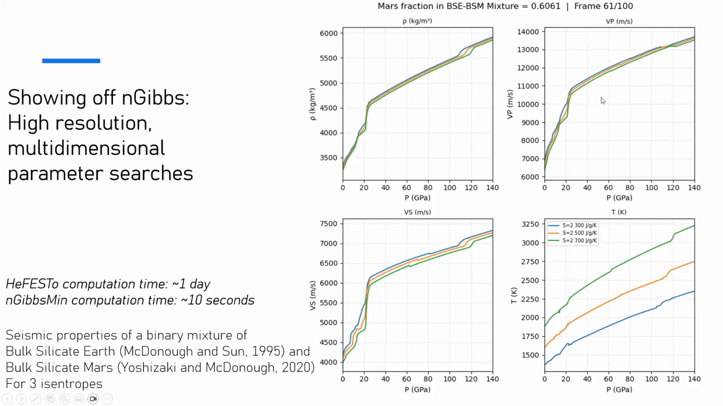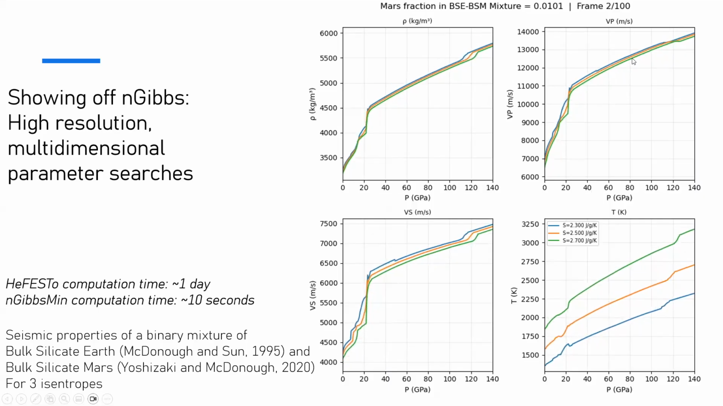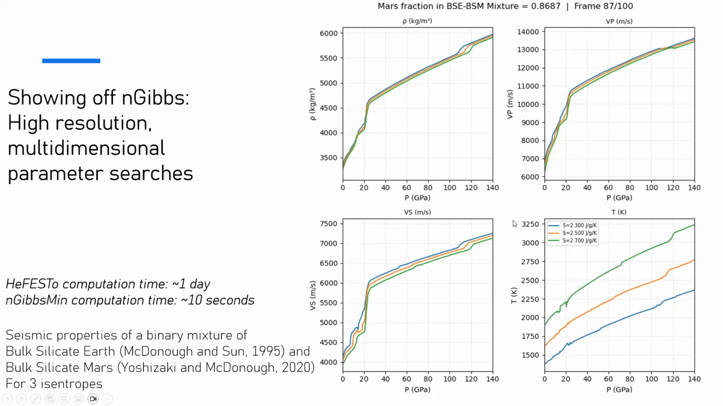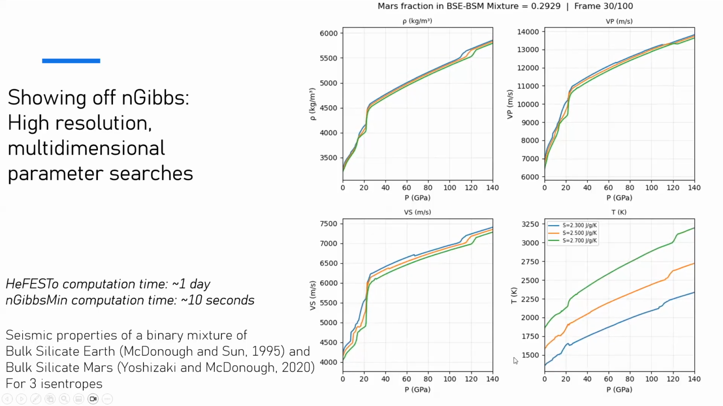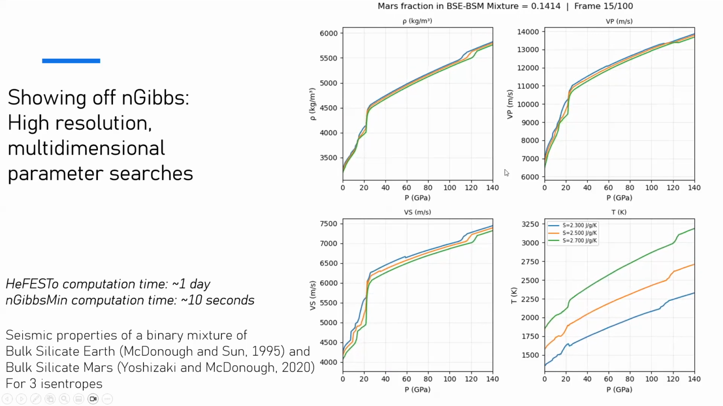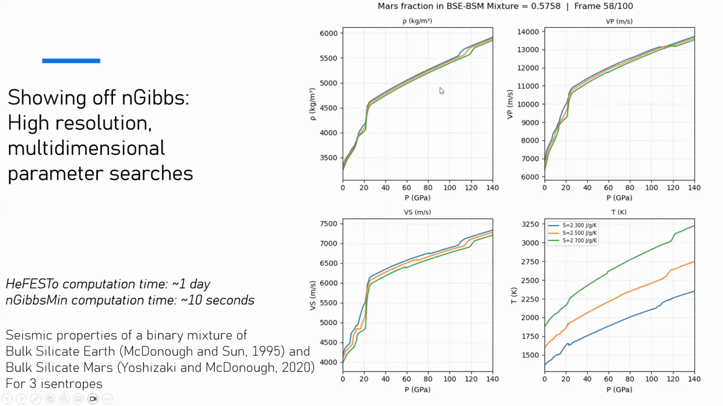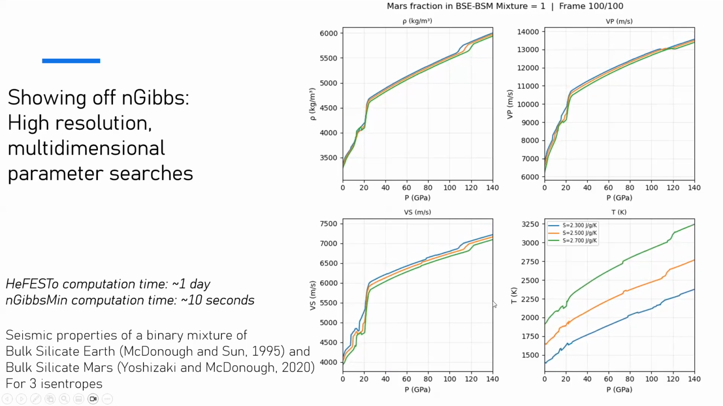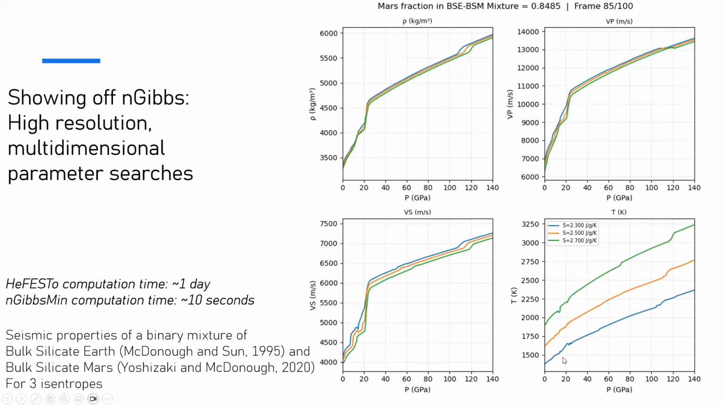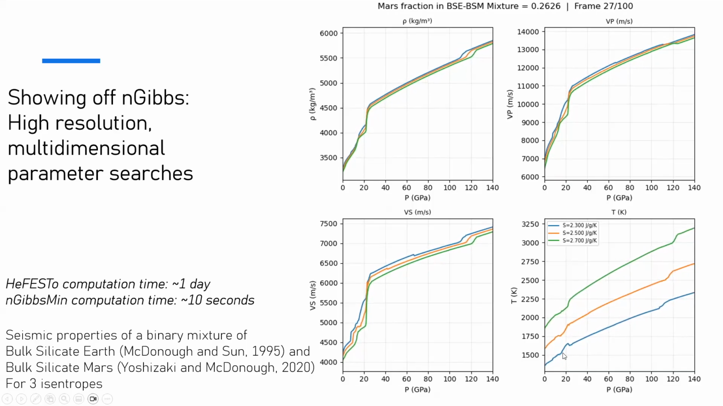And you can see things like, in the P waves, these little kinks due to phase changes propagating up and down as you change the portion of Mars that you're throwing into the blender. You can see your density going up, et cetera. The temperature looks a little weird because that's actually also predicted with the neural network. So I think there's some room for improvement there.